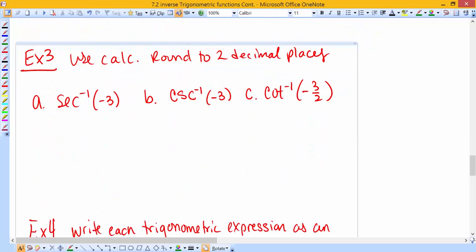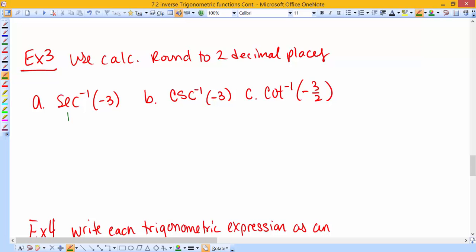All right, example 3. This is a nice little brain break. You're going to use your calculator. If you look at your calculator, you do not have a secant, a cosecant, or a cotangent button on your calculator. So we need to convert this into something that we know: sine, cosine, and tangent.